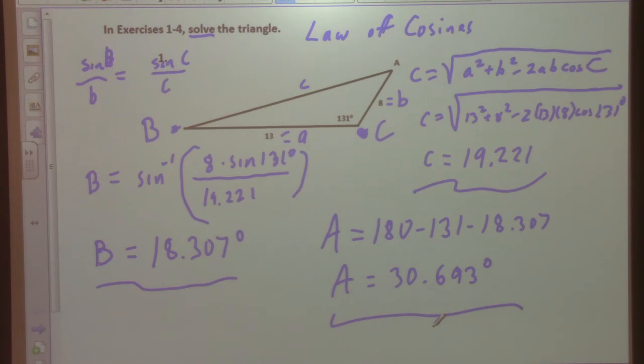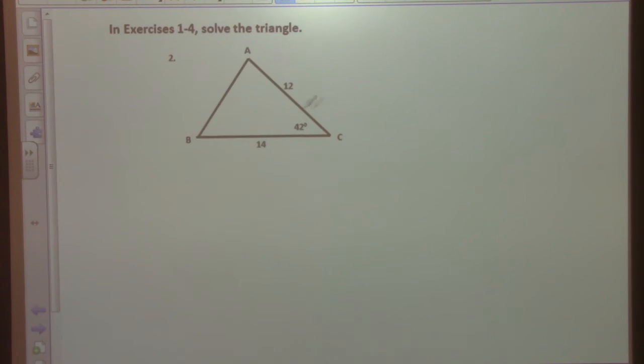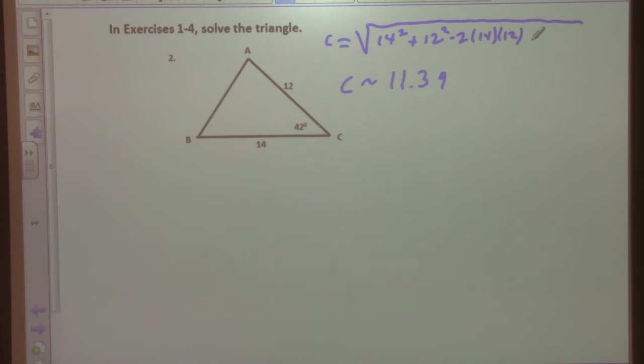So we are going to have either Will or Emma. This looks like it's Will. All right, Will. So you set up the law of cosines equation. I've got the length of C is 11.39. Okay, let's go ahead and put this. We would have 14 squared plus 12 squared minus 2 times 14 times 12, right? Yeah. Cosine 42 degrees. So you get 11.39.